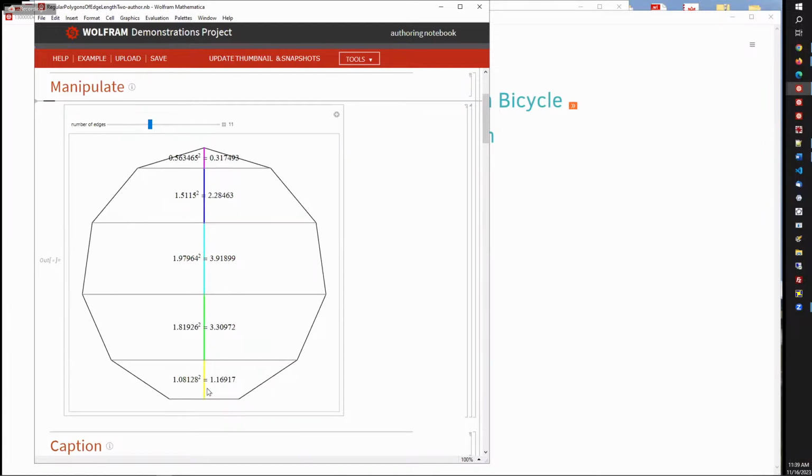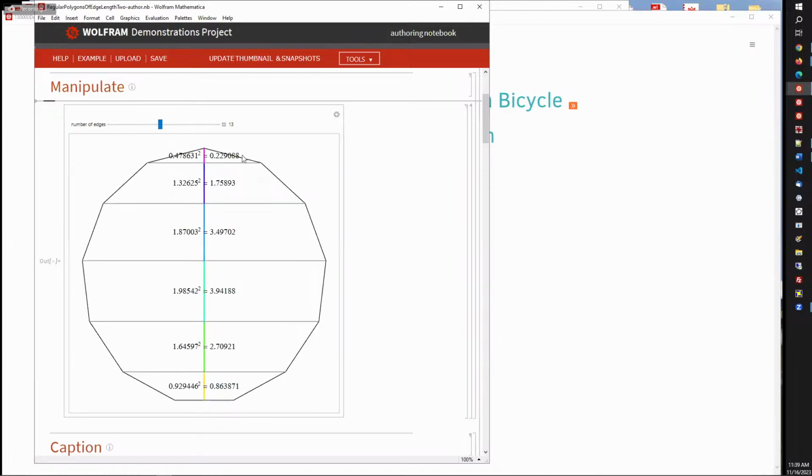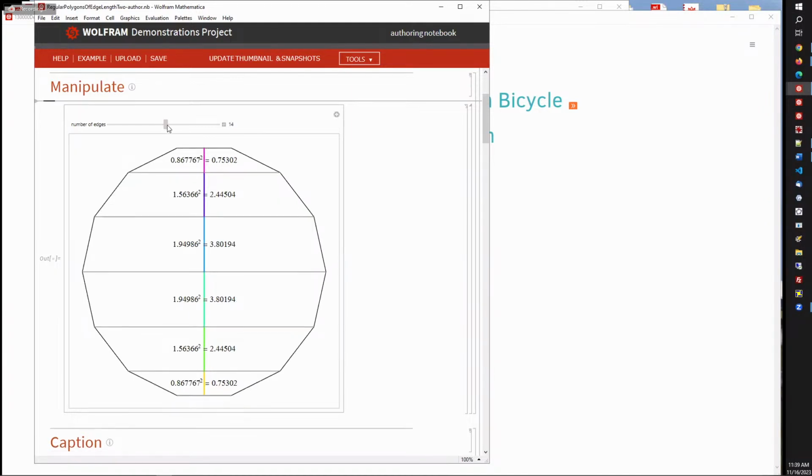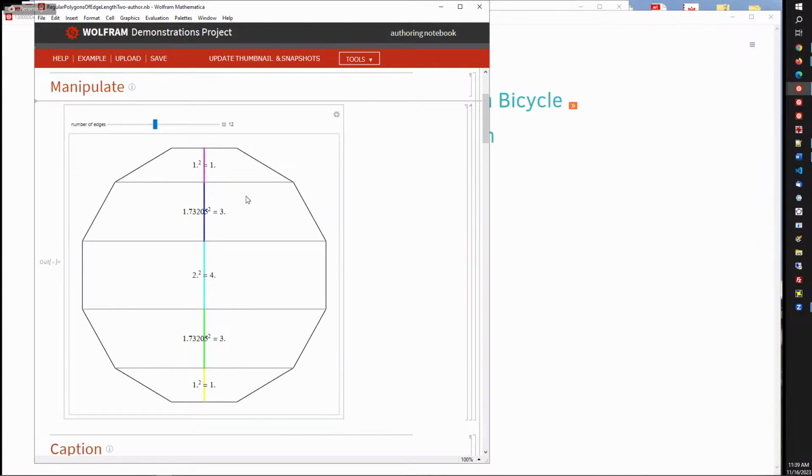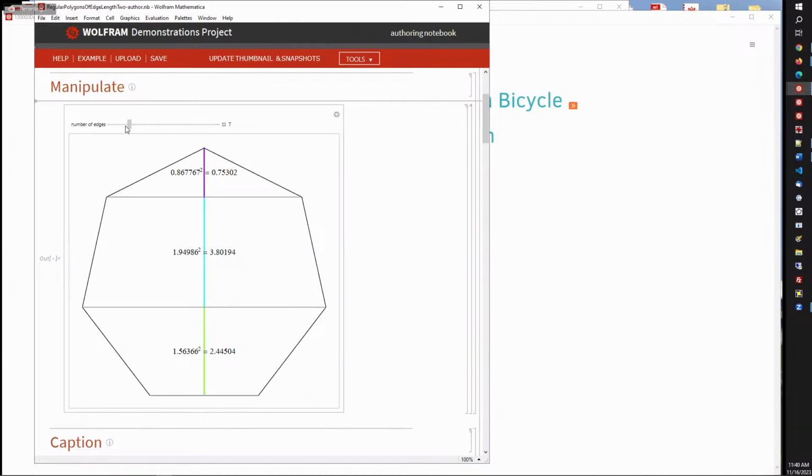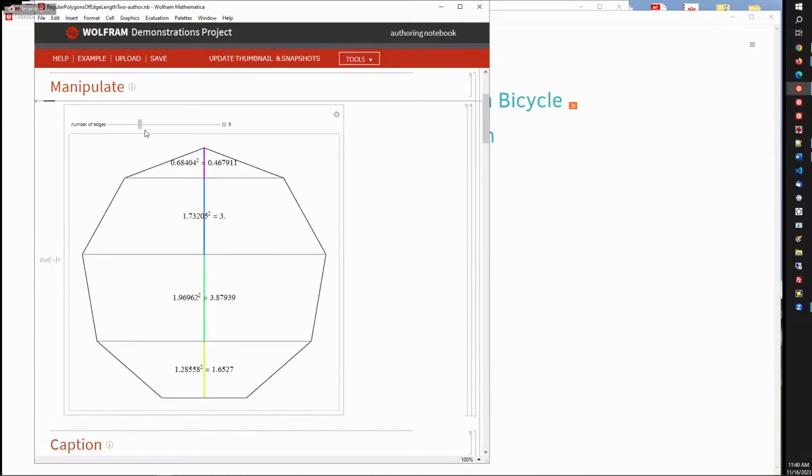The sum of these heights squared equals 11. The sum of these values squared equals 13, and so on. For a dodecagon, the heights squared are 1, 3, 4, 3, and 1. If you add those up, you get 12. And I thought this was a very interesting property of a particular type of polygon.